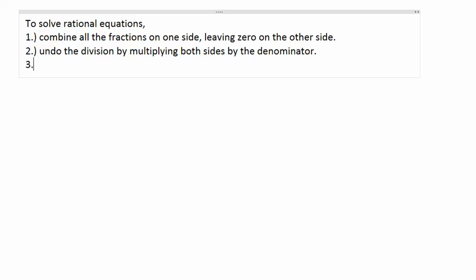Once you've done that, there's no more fraction. And once there's no more fraction, you can finish solving using usual techniques. Okay? So once the fractions are gone, you can finish getting x by itself. So let's try another one. I'll go a little quicker this time.